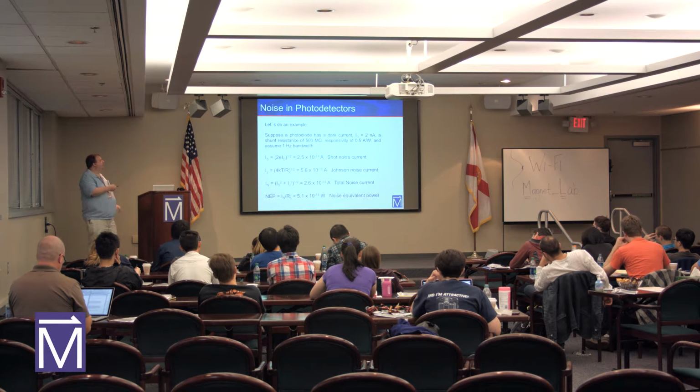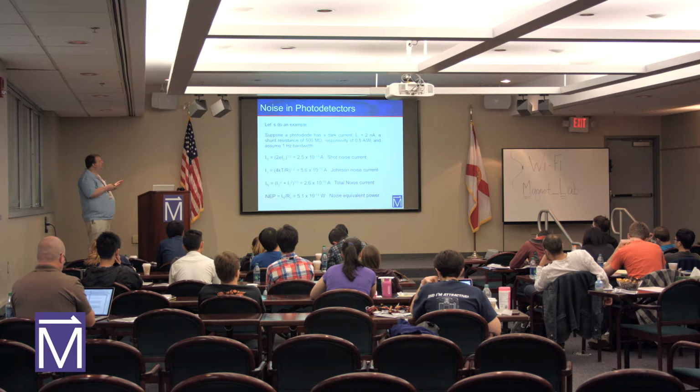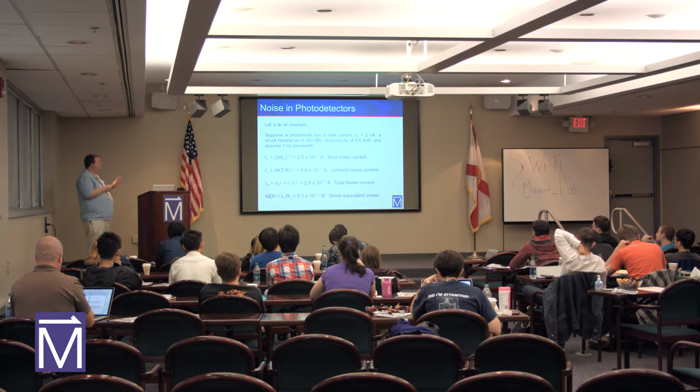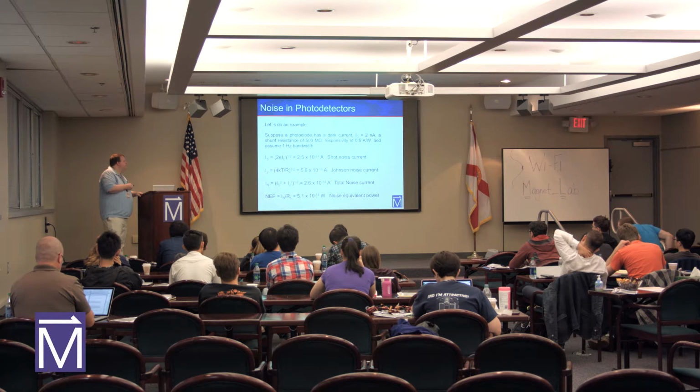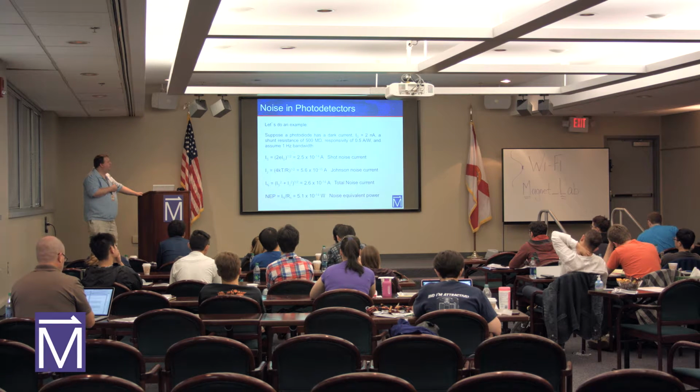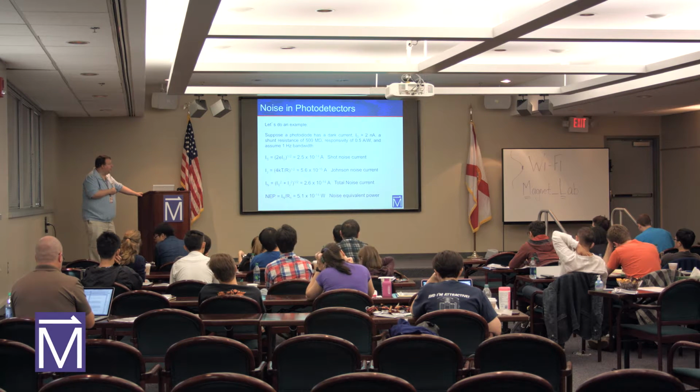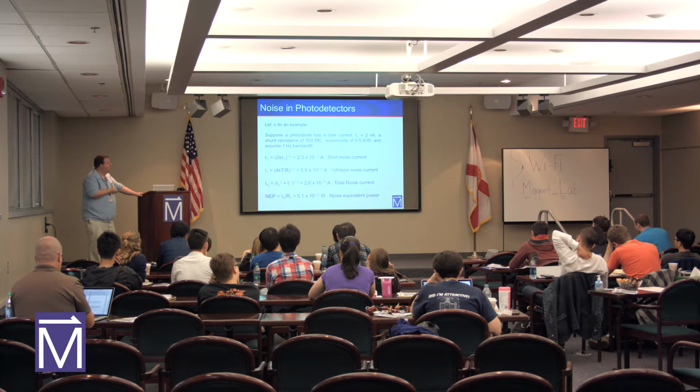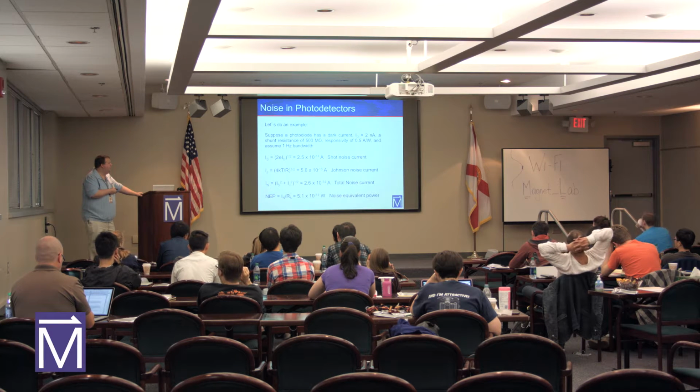So let's do an example. Suppose a photodiode has a dark current of 2 nanoamps, a shunt resistance of 500 megaohms. Its responsivity is half an amp per watt, and we're just going to assume a 1 hertz bandwidth. So the shot noise, all right, according to this formula, we're getting something that's around 25 femtoamps. The Johnson noise, you can see, is related to the inverse of the resistance, whereas the shot noise is directly related to the dark current. So in the Johnson noise case, it's about 5 femtoamps. You can see the shot noise here is the dominating noise.